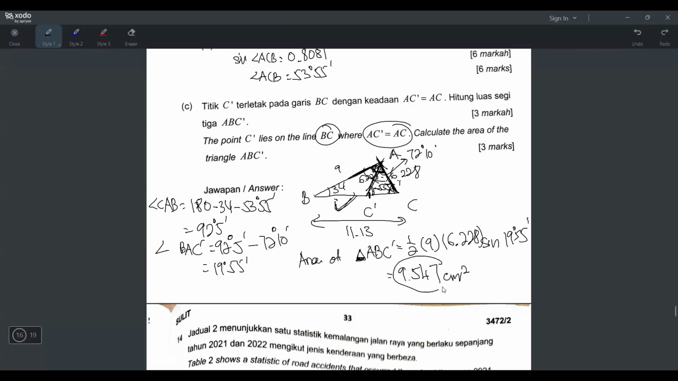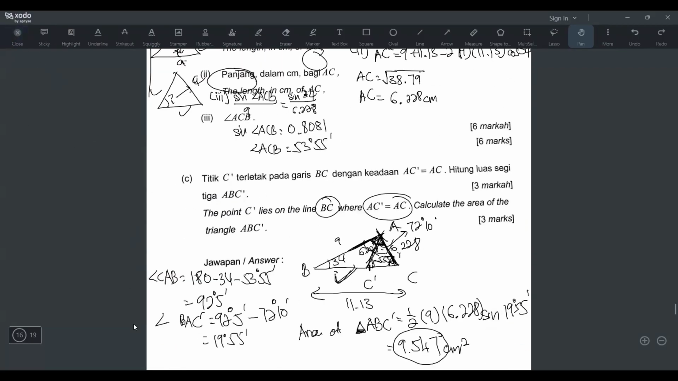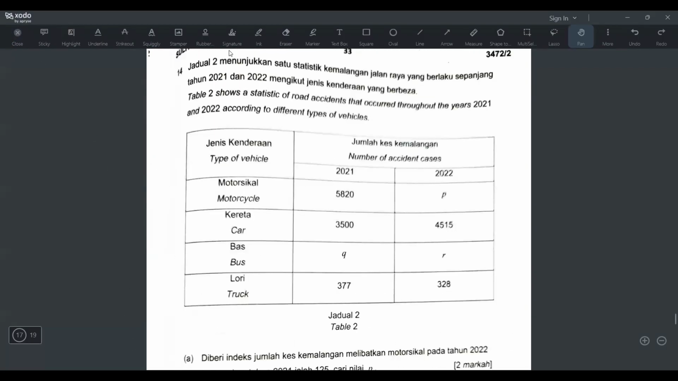If your answer here is like 9.549, it's fine also. It's okay. If this answer is a little bit different, it's okay. Because some students will use degree minute, some students will use decimal, some students use the answer button, some don't use the answer button. So it's normal to have a little bit of difference here. So this is the final answer. Hope you understand. Okay, done.